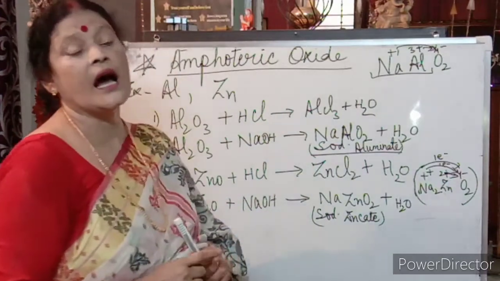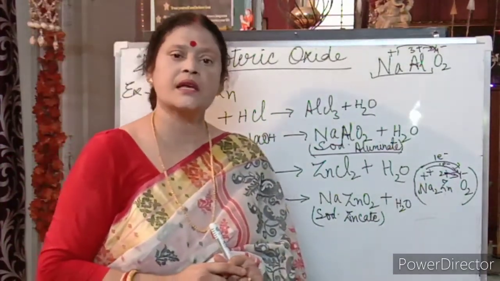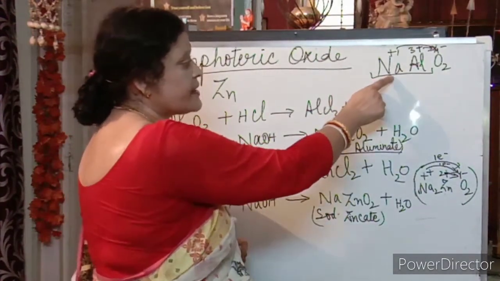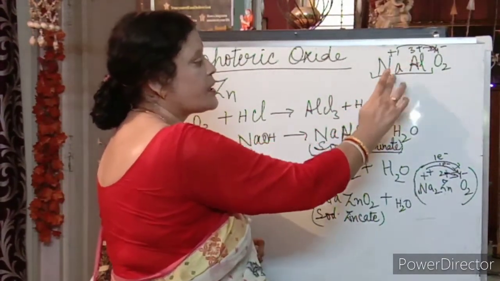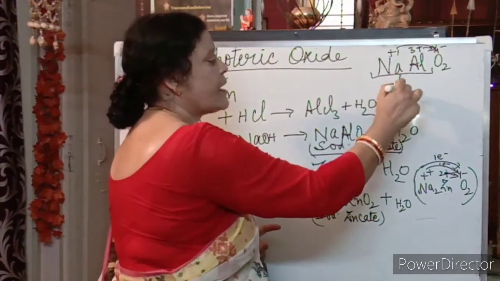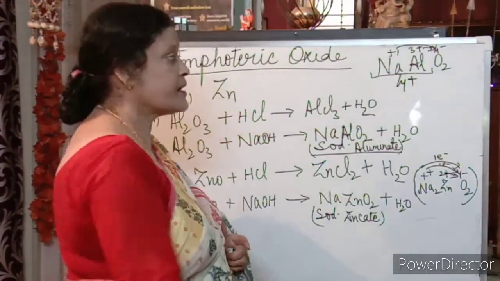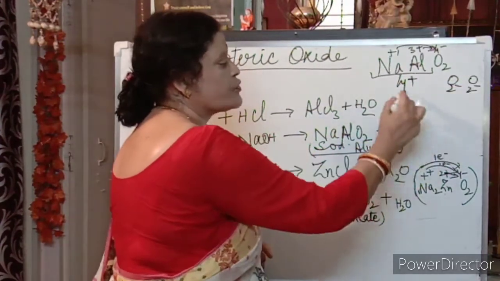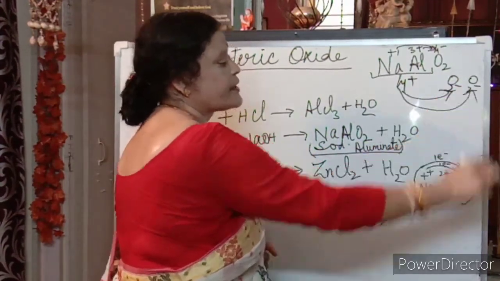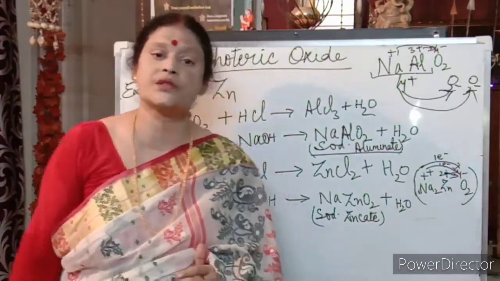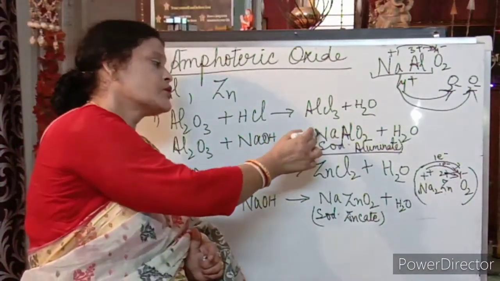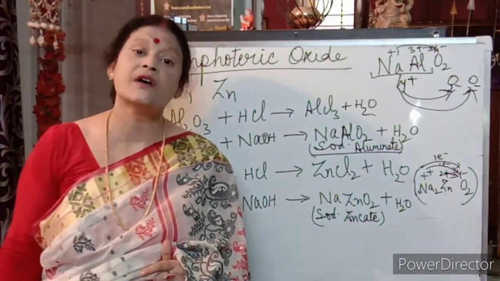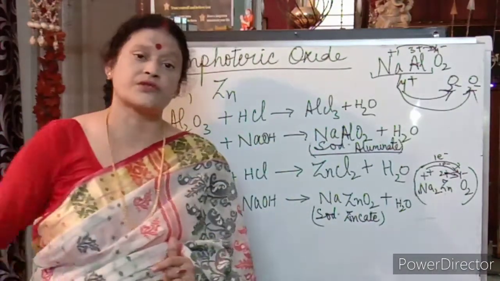Sodium aluminate, I have already discussed in acid base about this salt. Again I am repeating here: sodium 1 valency, aluminium 3 valency, 3 plus 1, total they have 4 positive. And there are 2 oxygen, one oxygen needs 2, another oxygen needs 2. So these 4 electrons will be transferred to the oxygen. So it will form sodium aluminate. Sodium and aluminium, sodium is highly reactive. That is why sodium is written first.